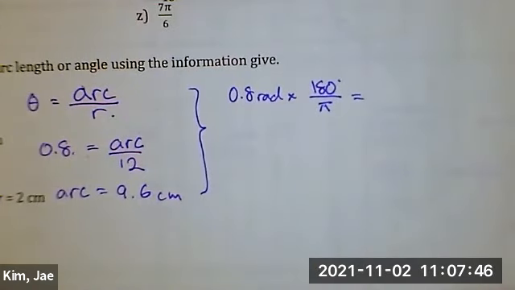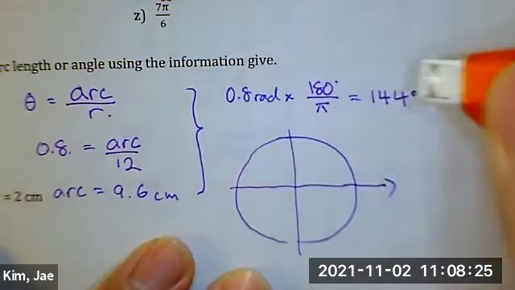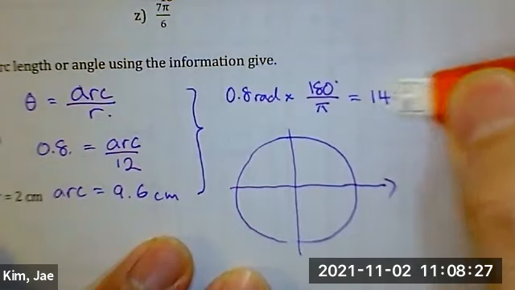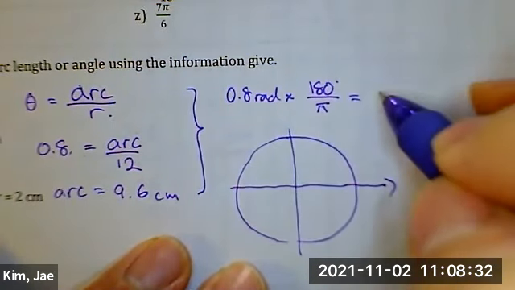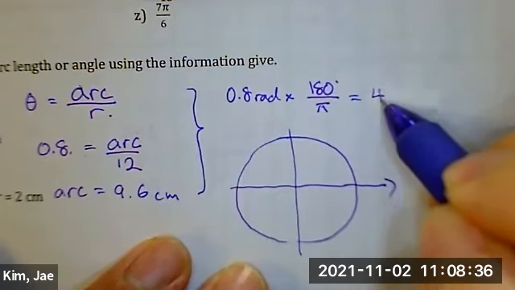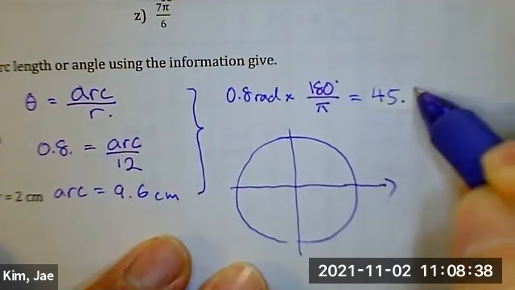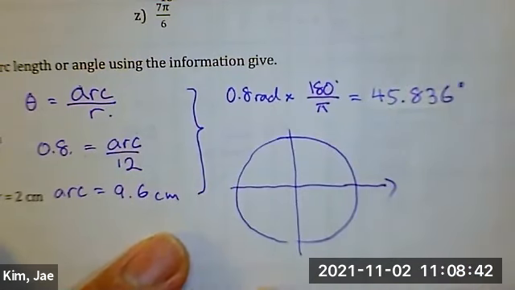Yeah, you know what? You're right. It can't be over 90 degrees. Can you do that one more time? Ah, yes. So 180 divided by, multiplied by 0.8 divided by pi. What does that equal to? 45 point. Okay, so about 46 degrees.